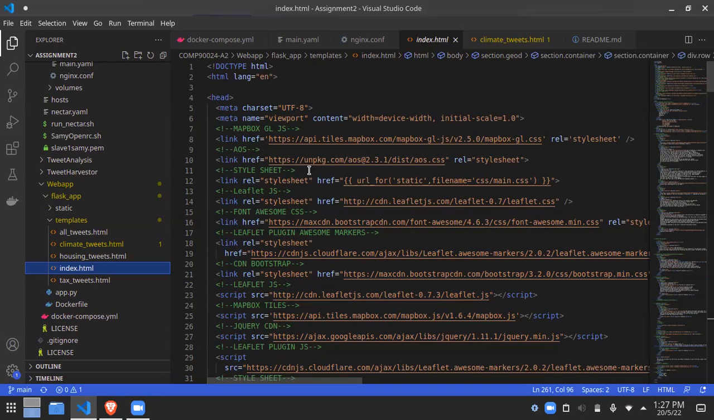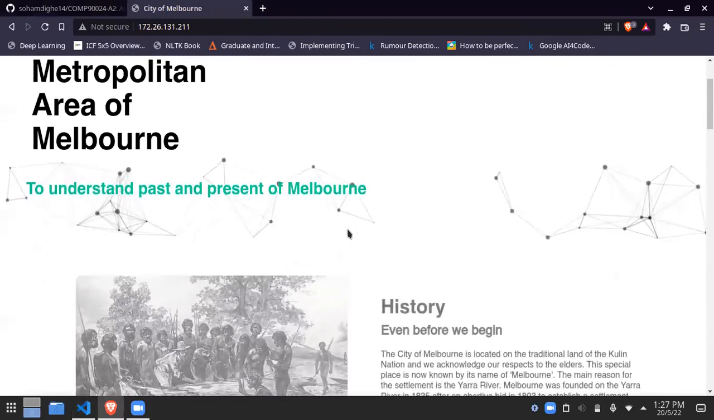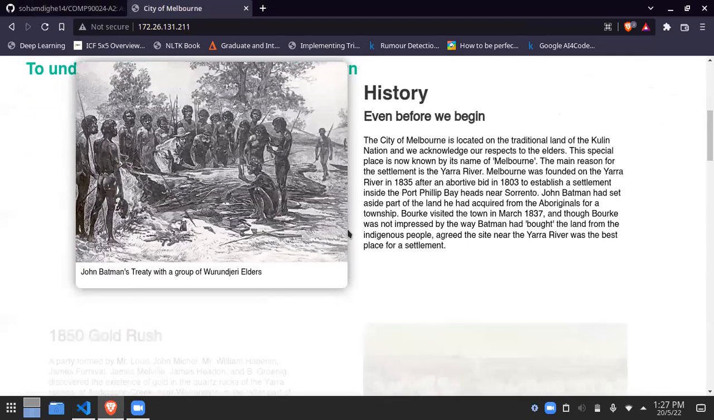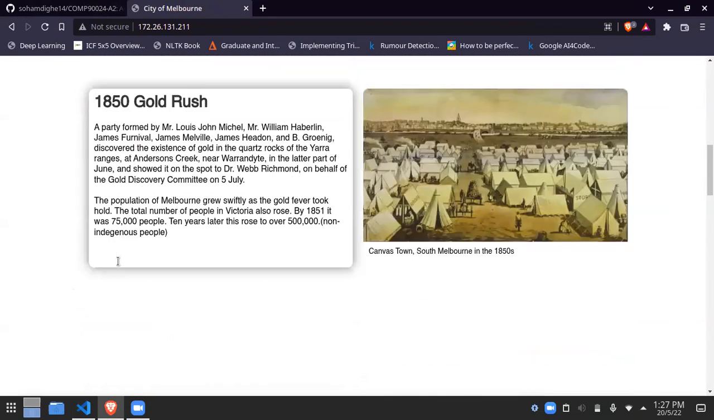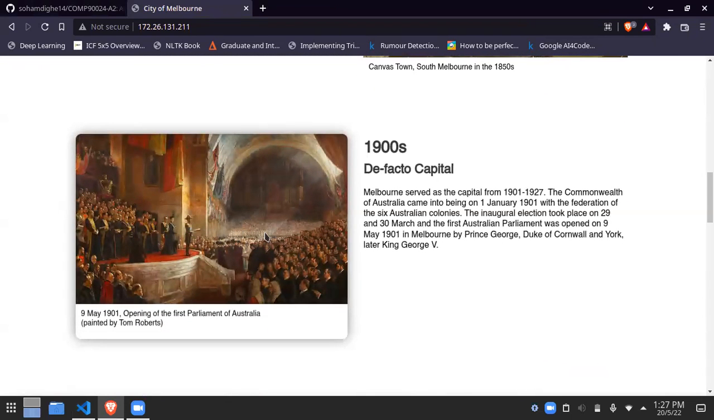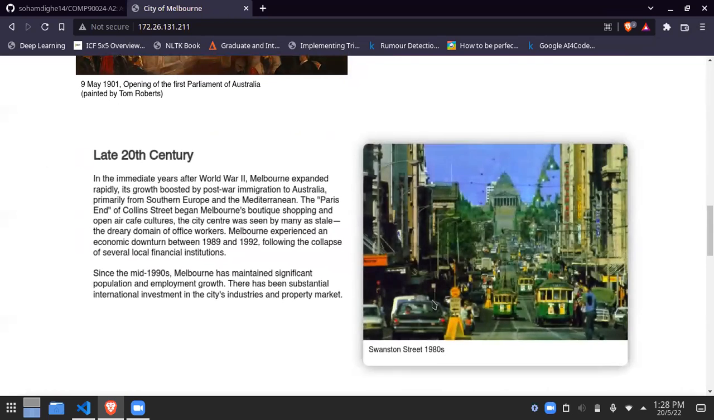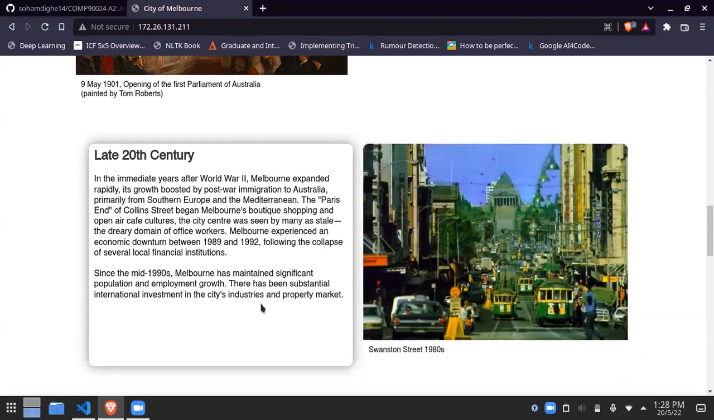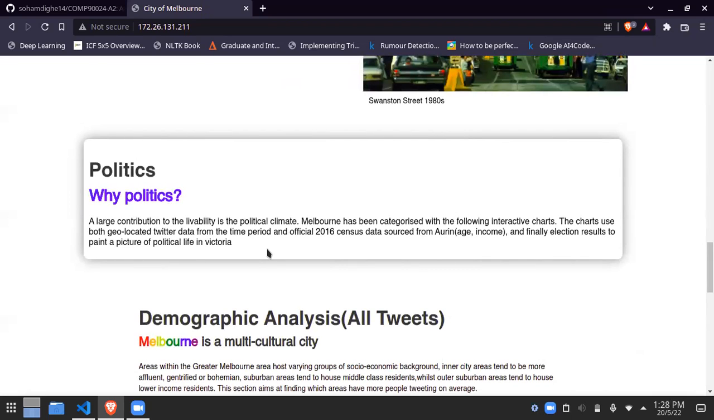So we have just started off with a brief history of how John Batman met with the Wurundjeri elders, and then the gold rush that happened, along with Melbourne being capital for 27 years of the early 20th century, followed by how Melbourne grew in the 20th century. It's just a background on what we are going to talk about. And then we are talking about what Melbourne is today.